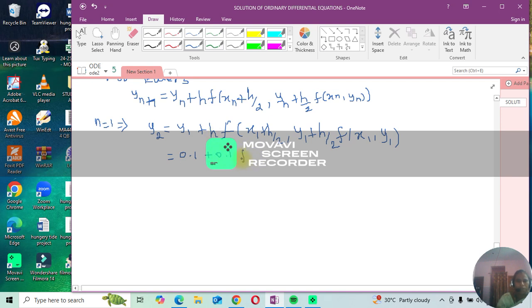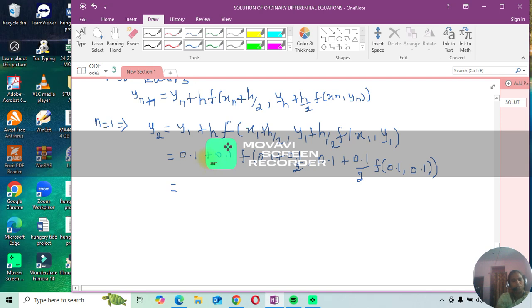into f of xn plus h by 2. So 0.1 plus 0.1 by 2 comma, y1 is 0.1 plus h by 2, so y1 is 0.1 plus 0.1 by 2 into f of x1, which is 0.1, and y1 is also 0.1. So both are 0.1.